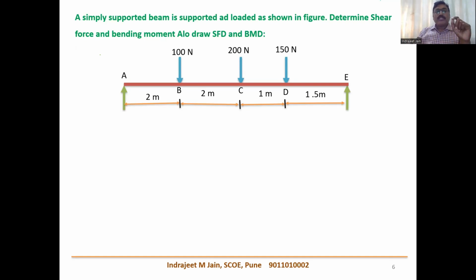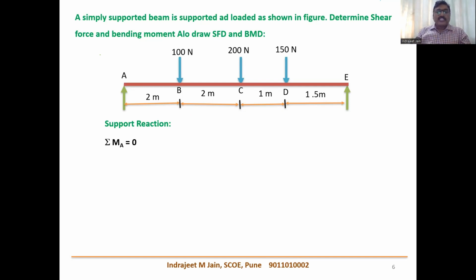So while solving the numerical for shear force and bending moment, we have to first find out the support reactions. The first step will be the support reactions. For solving the support reactions, we have the three conditions of equilibrium. Summation of moment about any point must be 0. Summation of all forces in the y direction must be 0. And the summation of all the horizontal forces must be 0. We will apply the first condition: summation of moment of all the forces about any point must be 0.